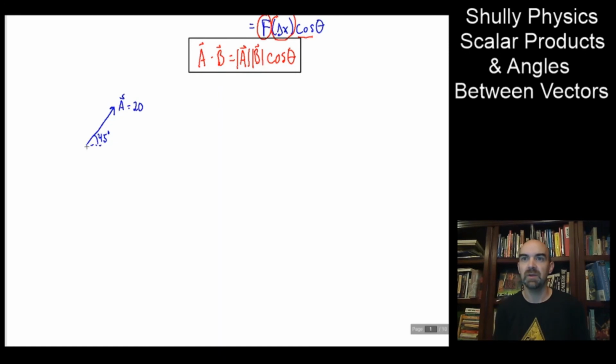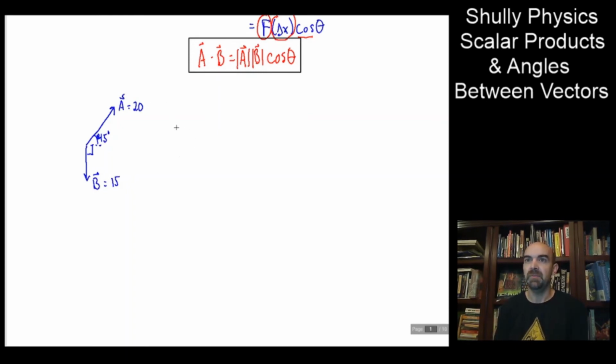Okay. And let's take a short vector B. Just want to show you how this works. And we'll make this one 15 units long. There it is. So according to this, I think you can see that the angle between them should be a clean 135 degrees. It's the 90 right angle there plus 45. So our angle between them is 135.